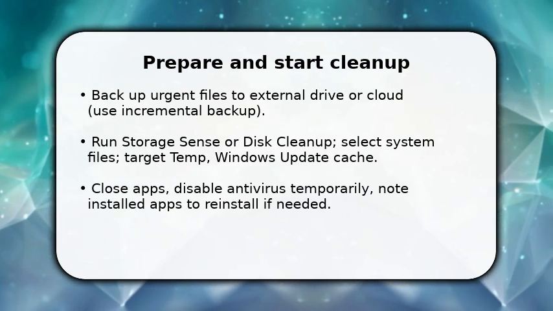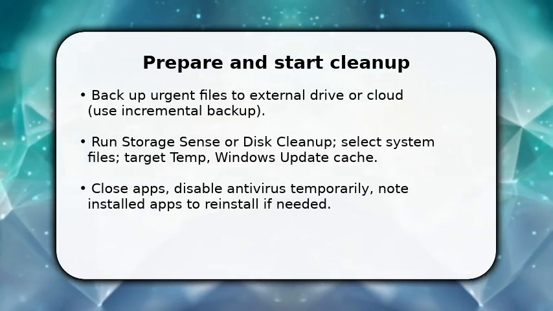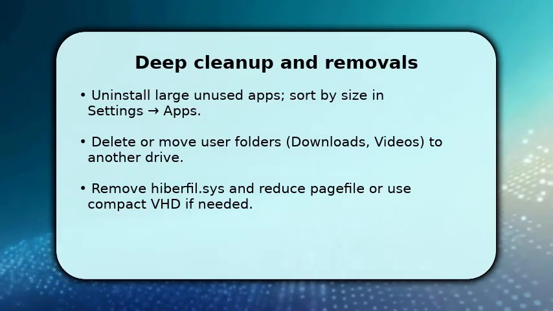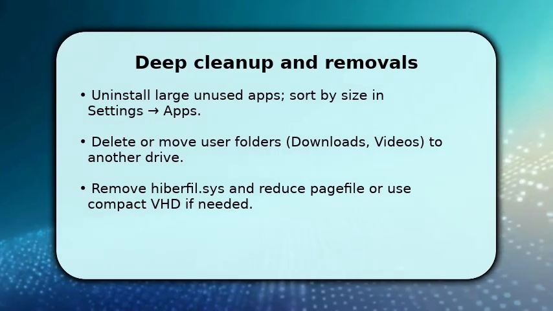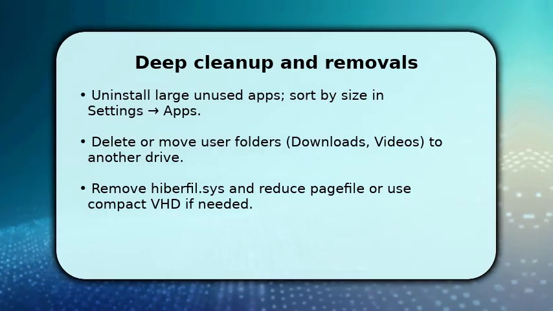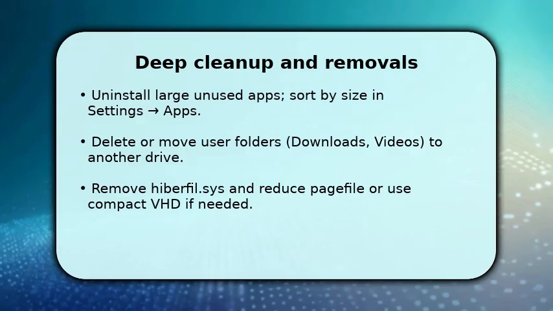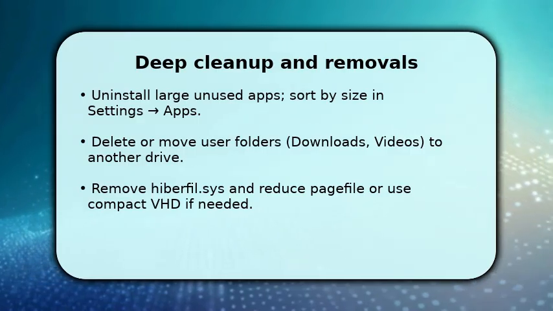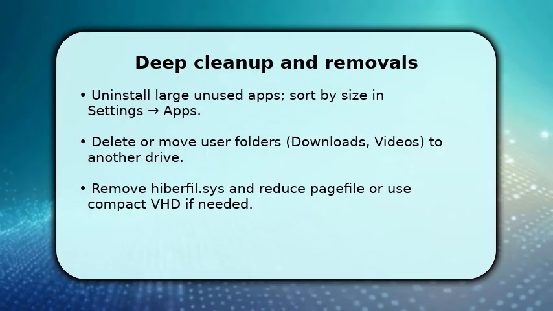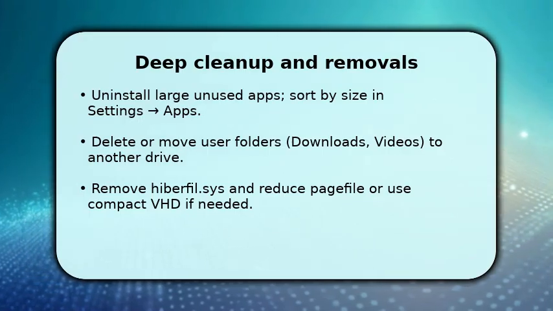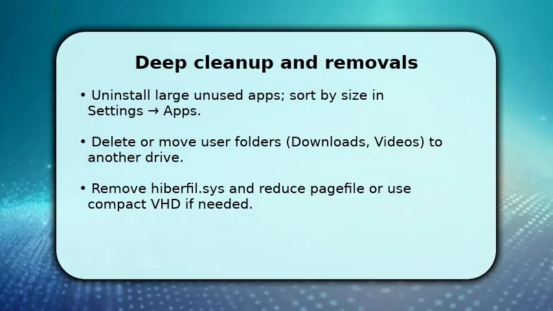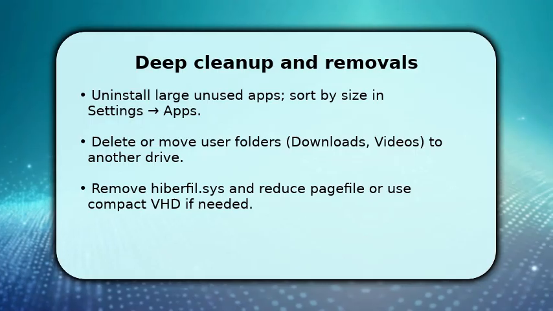You now tackle the heavy lifting. Uninstall big, unused applications by size from settings so you free gigabytes quickly. Once done, move bulky user folders, downloads, videos, pictures, to another partition or external drive to relieve C. Then remove the hibernation file with powercfg -h off and consider reducing or relocating the page file if you understand the trade-offs. This reclaims large system files. Once these are complete, run Disk Cleanup again to clear leftovers from removed apps.